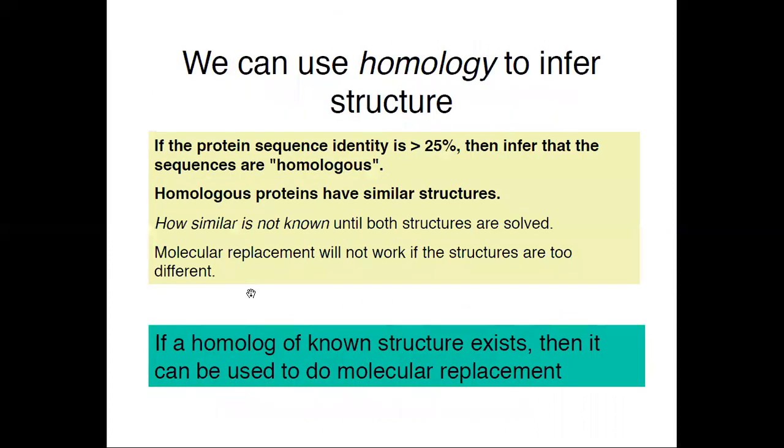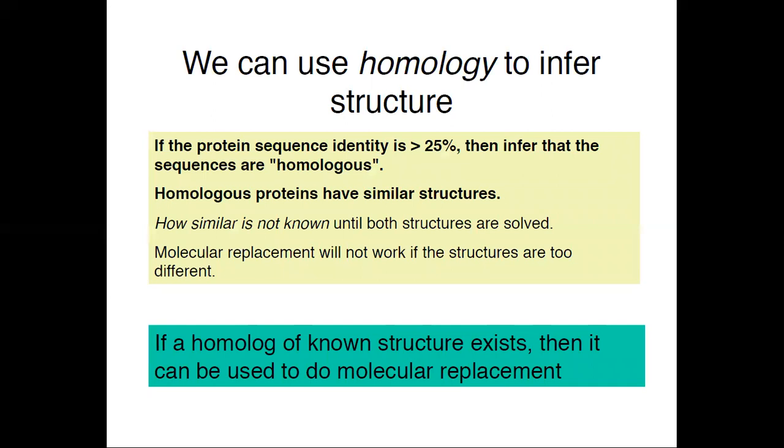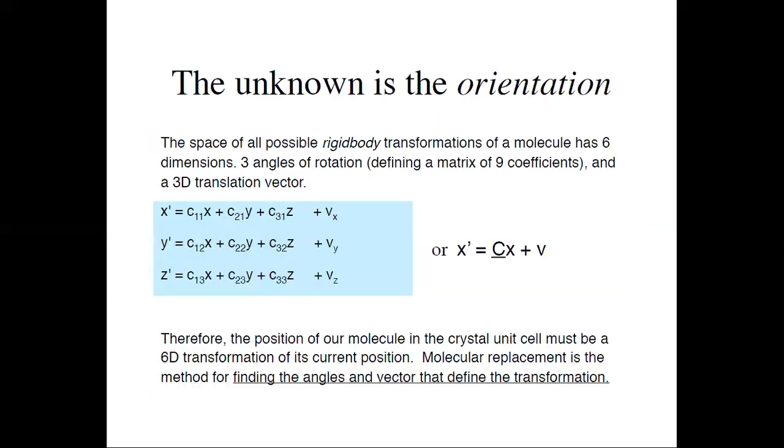Similarly, we can use homology to infer structure. If the protein sequence identity is more than 25%, we can infer that the sequences are homologous, and homologous proteins have similar structures. So if a homologous protein of known structure exists, it can be used to do molecular replacement.